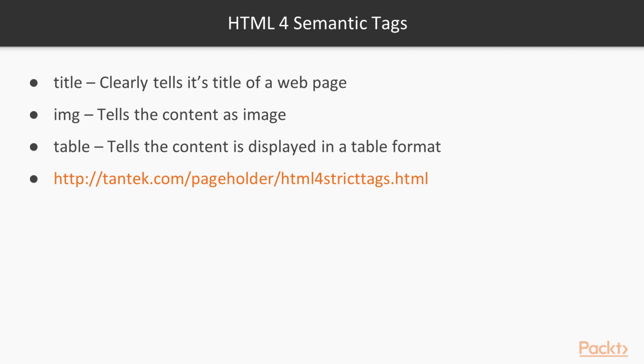Similarly, along the lines of title, you can see a tag called image. Again, this image tag clearly tells us the content it's going to own is nothing but an image. And finally, I'm just going to talk about the table tag. Remember, a table tag can be easily read by the browser or by any screen reader on earth to state that the content displayed on the UI is in a table format. There are many more HTML4 semantic tags available, and you can open this particular link and read a lot from it.